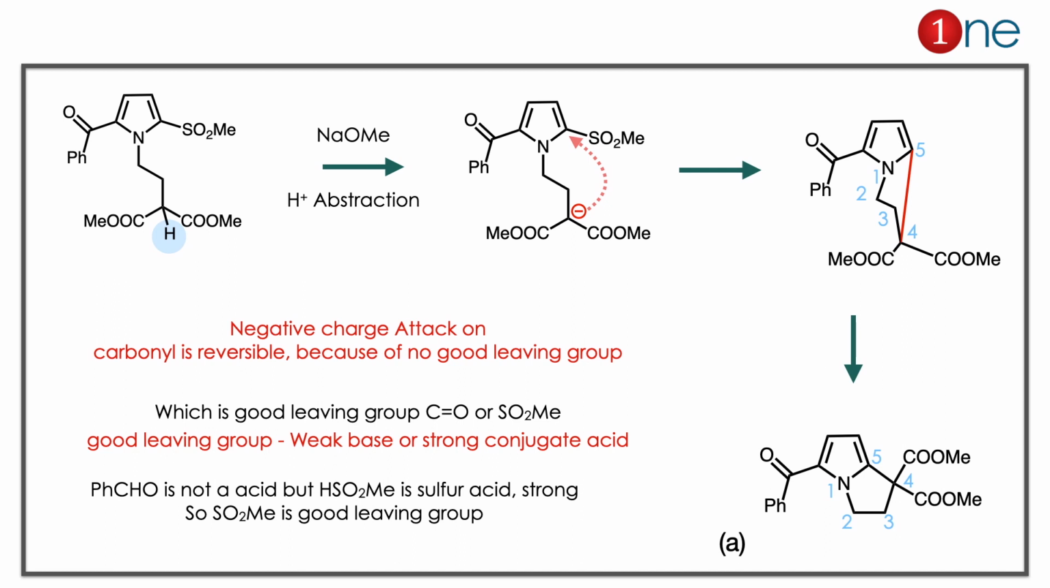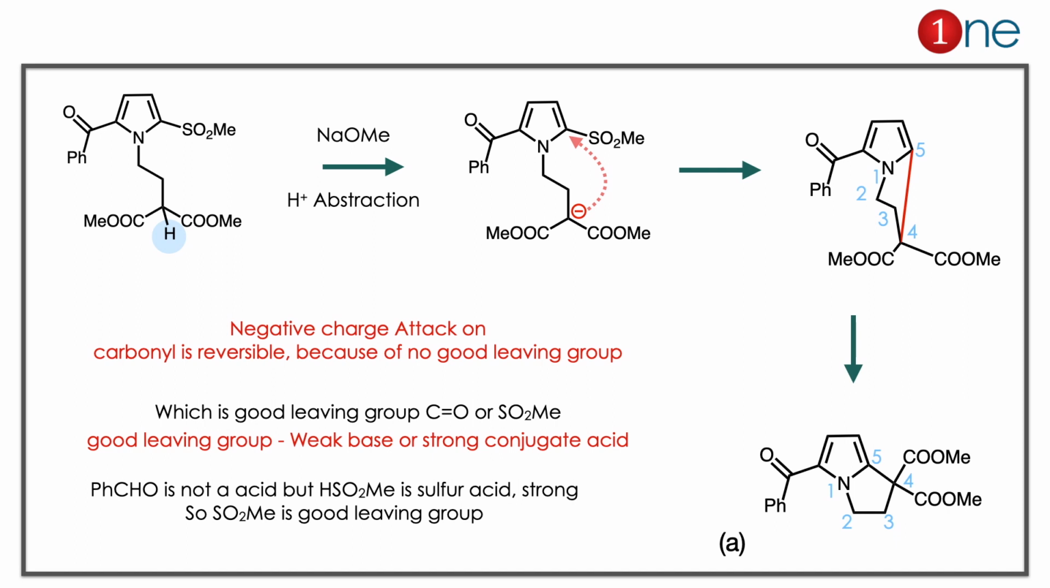Normally the weak bases, the good conjugate acid groups, are very good leaving groups. According to that, SO2Me will be a good leaving group. You can assume it like an acid, sulfuric acid. So new bond formation occurs. Here I have given the numbering for easy understanding. So if you draw it nicely, you have the answer A.